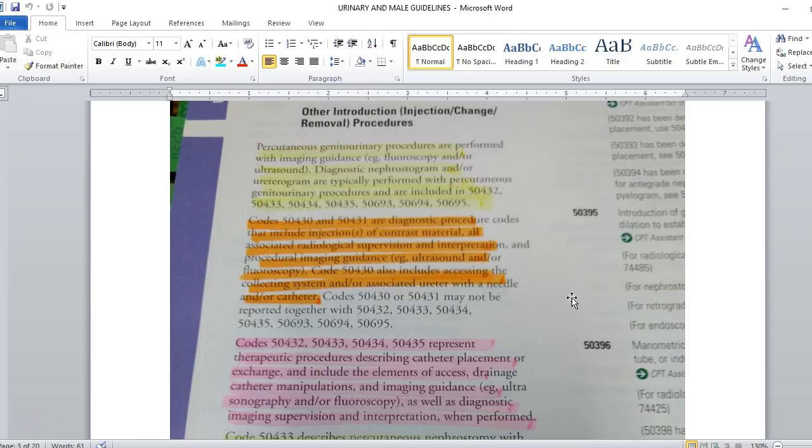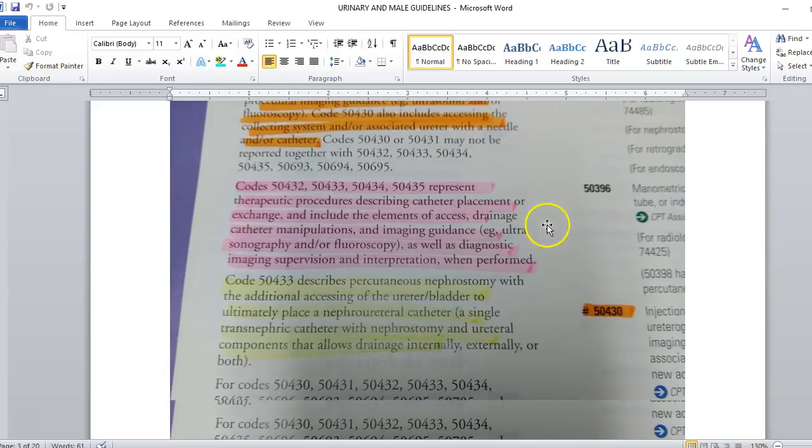Now, it goes on to tell us codes 50430 and 50431 are diagnostic procedure codes that include injections of contrast material, all associated radiological supervision and interpretation, and procedural imaging like ultrasound and fluoroscopy. Code 50430 also includes accessing the collecting system and/or associated ureter with needle. And again, if they're giving us a note that certain codes might not be reported with other codes, we always are looking for these notations underneath the codes that tell us what can and cannot be coded with them.